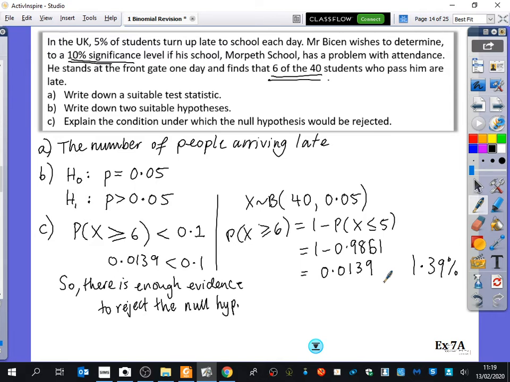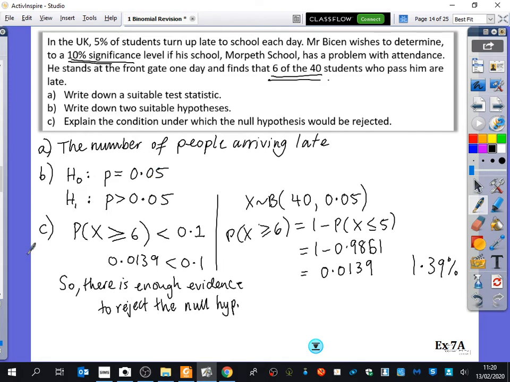Remember, it could happen in a rare scenario. That's a pretty rare thing to happen by chance. That is less than 10%, which makes me think this is a significant discovery that we've seen here, that 6 out of 40 people. It's so significant that it makes me think that the probability for Morpeth is not 0.05. It's actually higher than 0.05 because we've been looking at it in that direction.